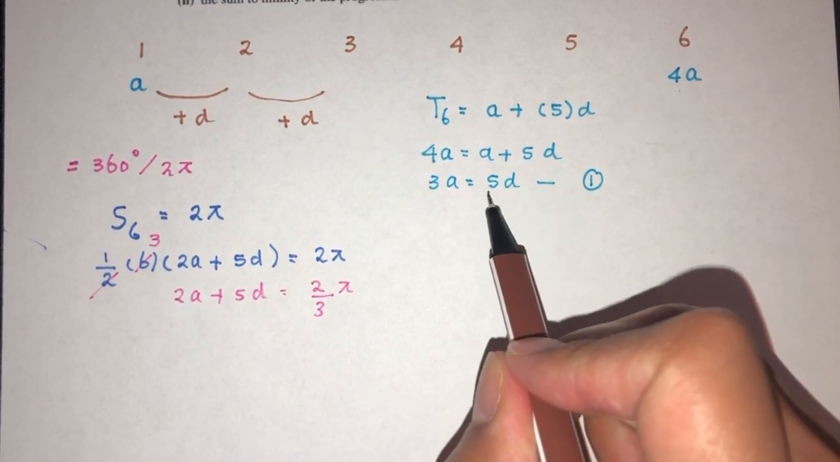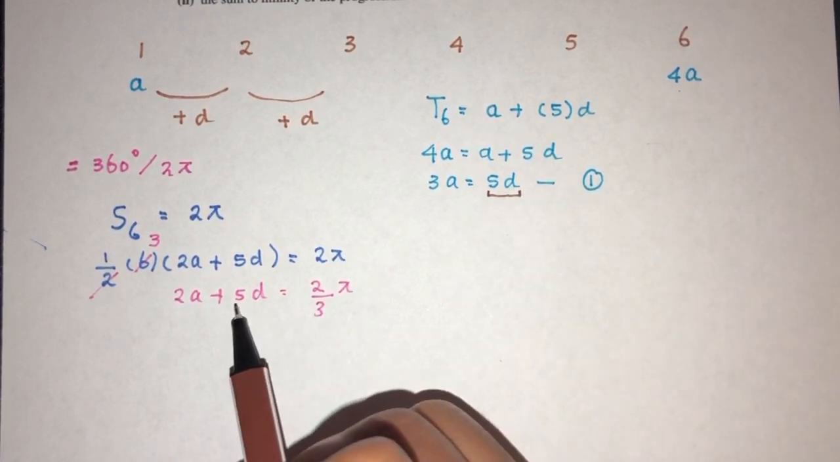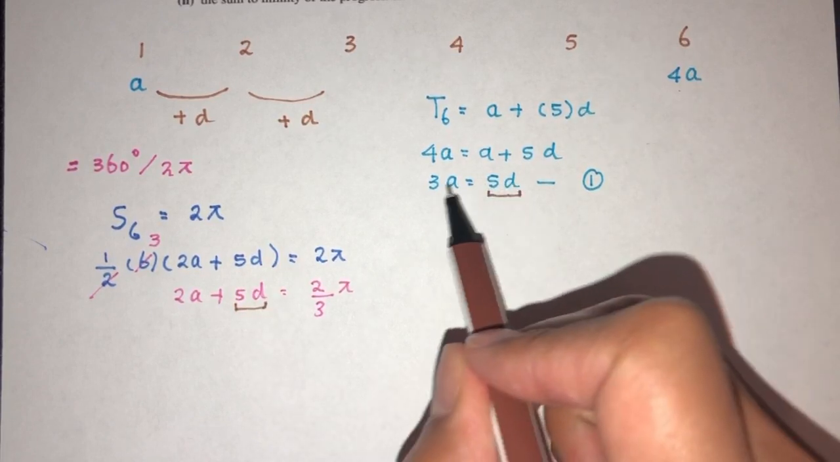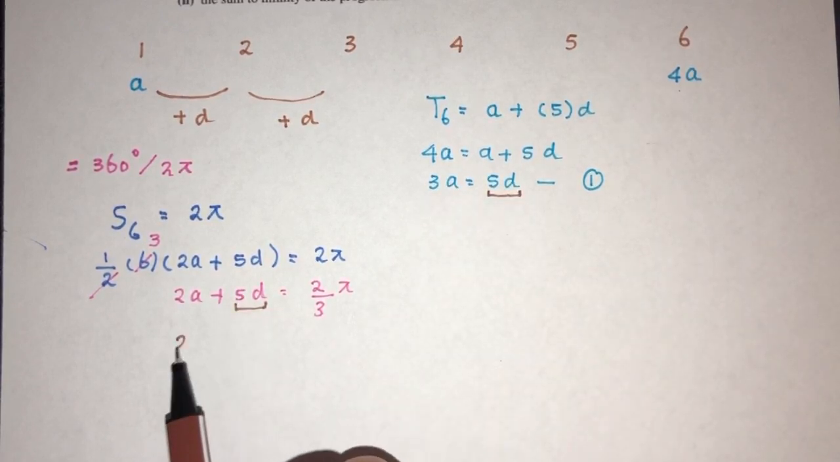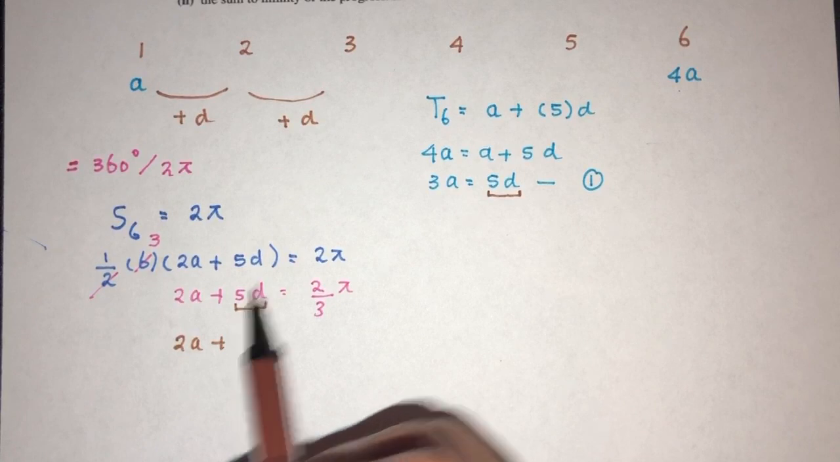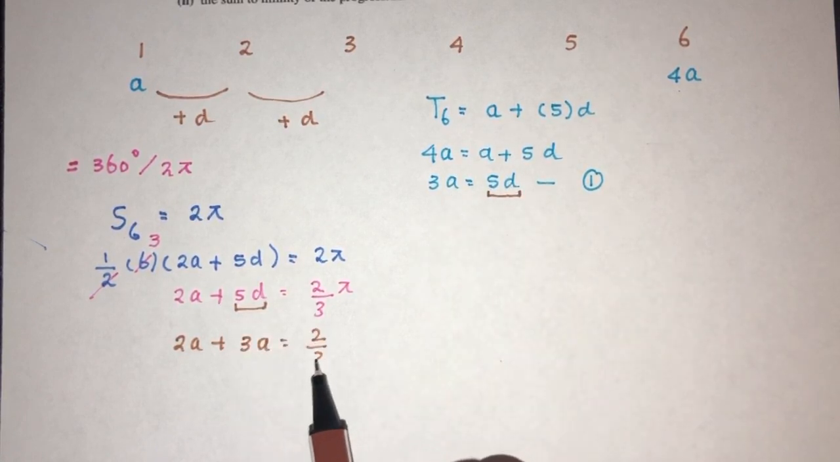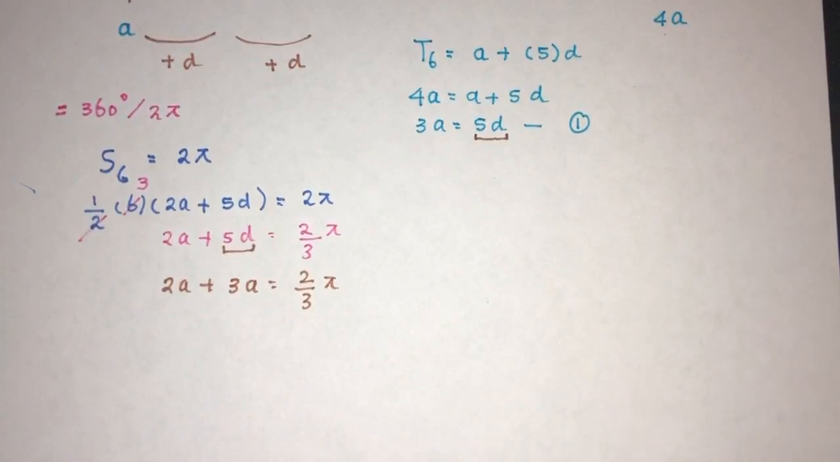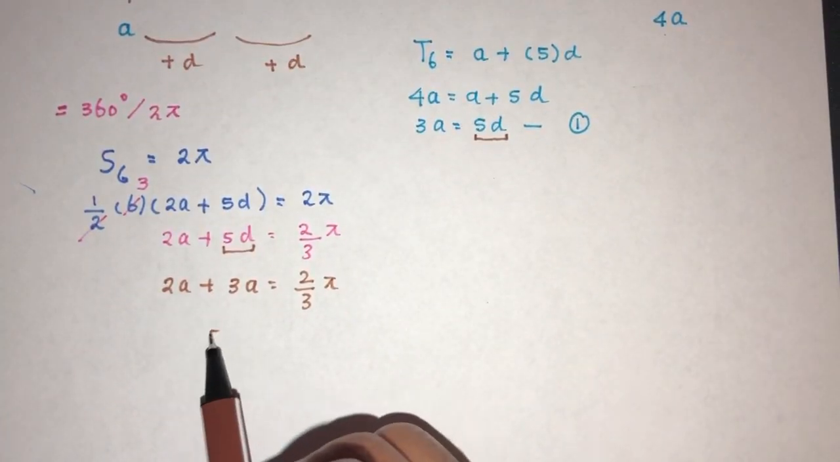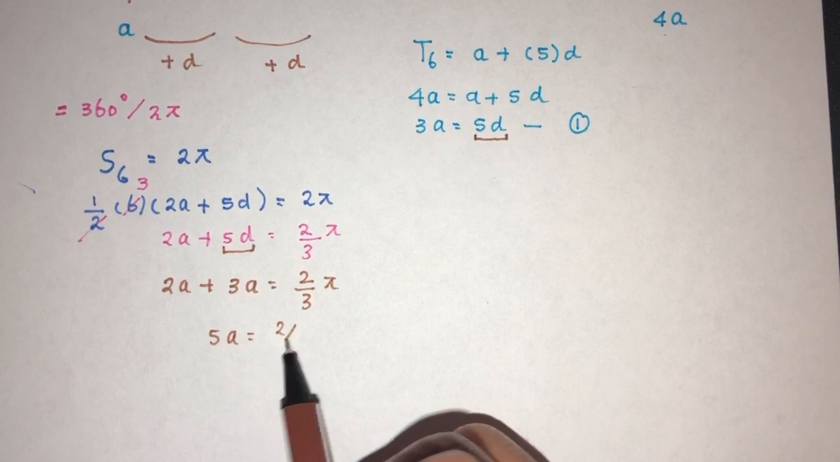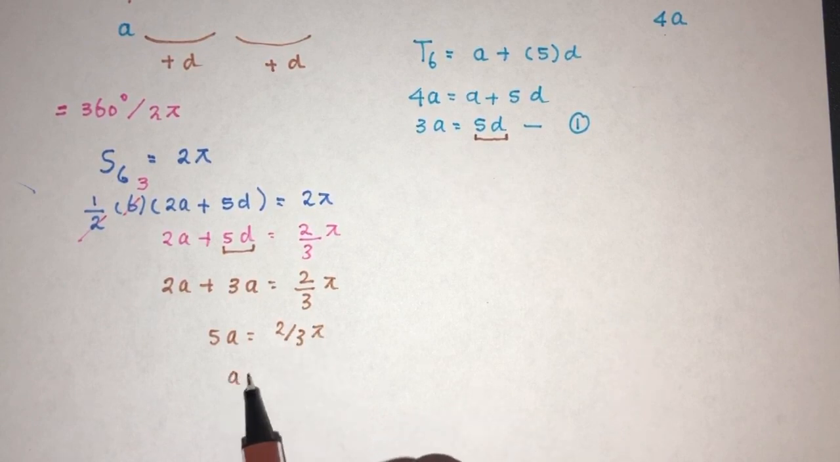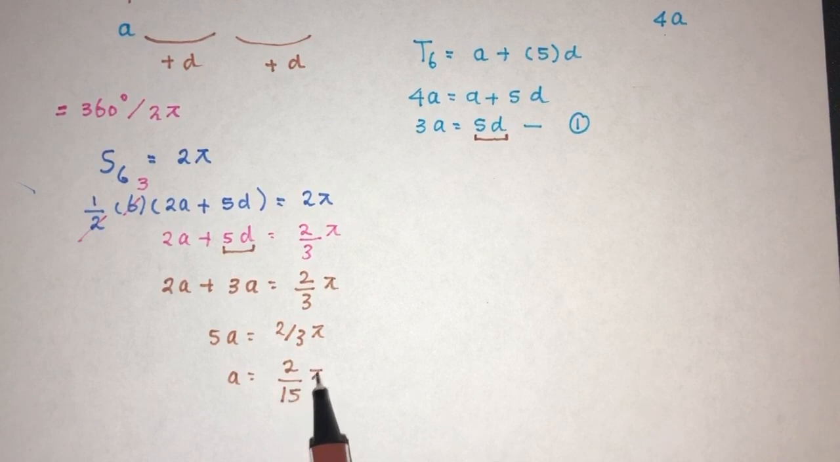So here we have 5d, right? And here we have 5d. So we know 5d is equal to 3a. We can replace here. So 2a plus 5d, and 5d is equal to 3a, that will be 2 over 3 pi. Now we can solve. It will be 5a equals 2 over 3 pi. So a will be 2 over 3 divided by 5, which is 2 over 15 pi.